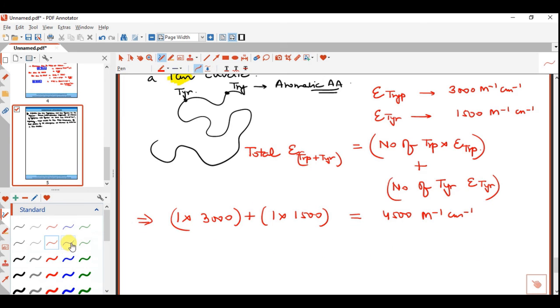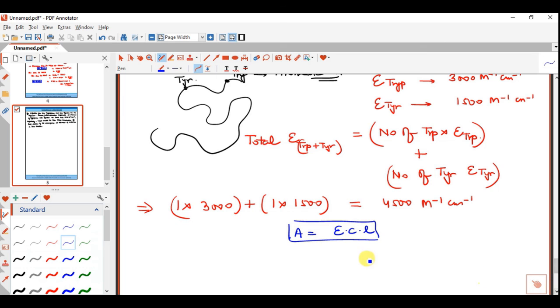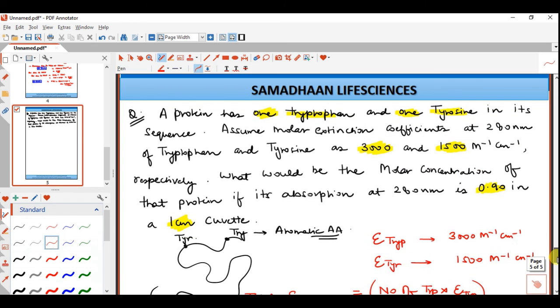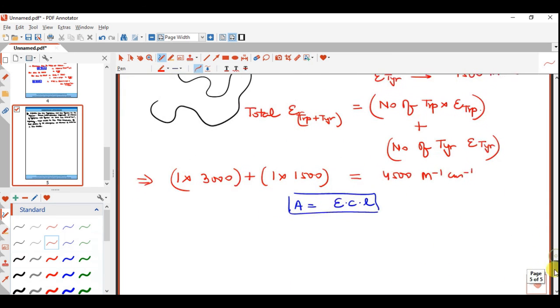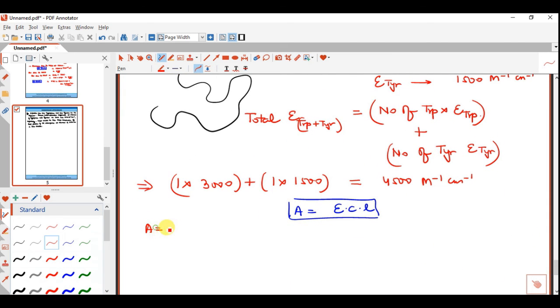You just need to use the Beer-Lambert law, and that would be A equals epsilon into C into L. You know the epsilon value. You just have to calculate the concentration. You also know the absorbance. The absorbance was given to you as 0.90 in the question. I had underlined that this is the value. So absorbance is equal to 0.90. Concentration we do not know. Epsilon we have calculated, 4500 m-1 cm-1. And finally we also know the length, that is equal to 1.